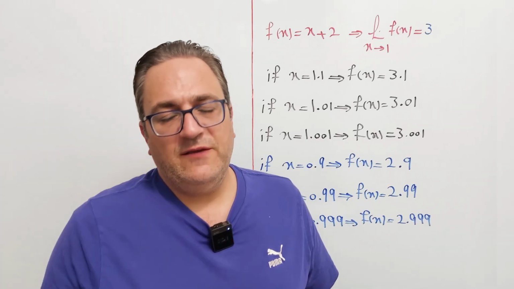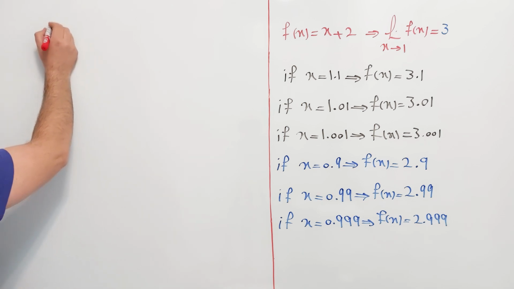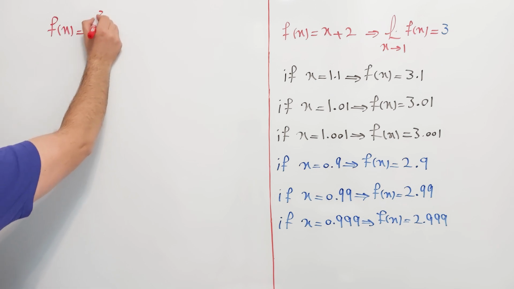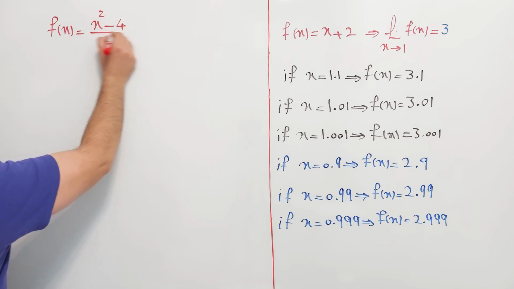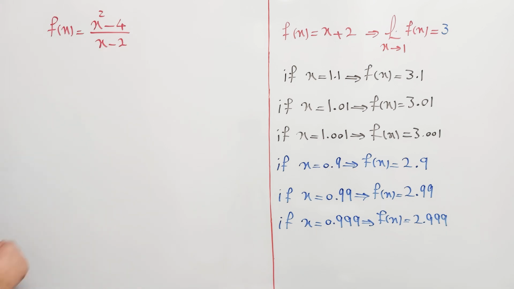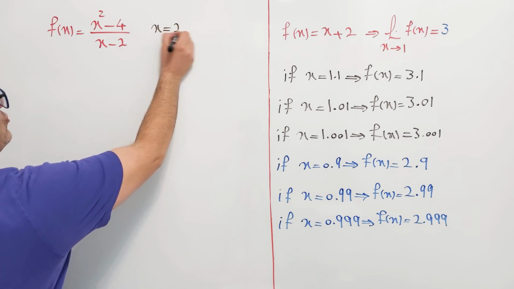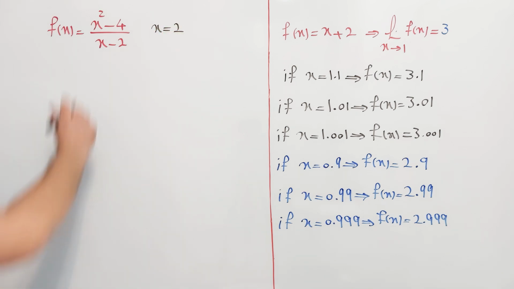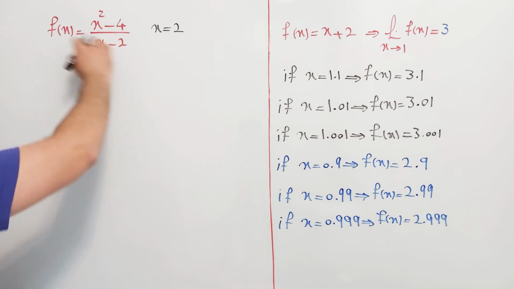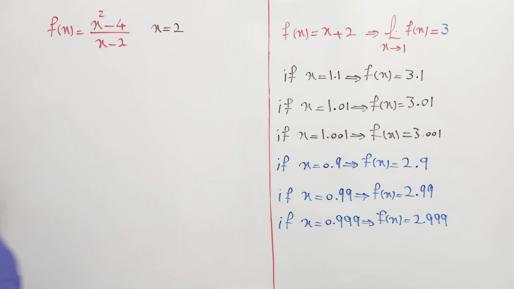Okay, let me give you another example. Consider this function f(x) = (x² - 4)/(x - 2). If we substitute x = 2, the denominator becomes 0. So the function is not defined at x = 2.